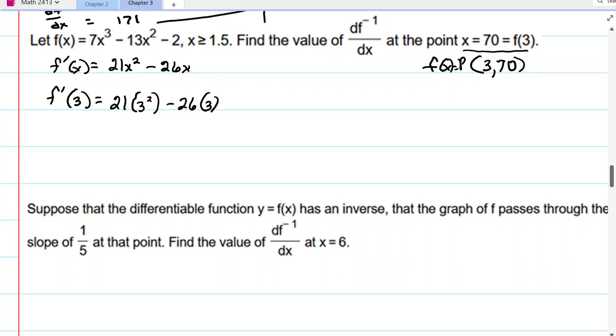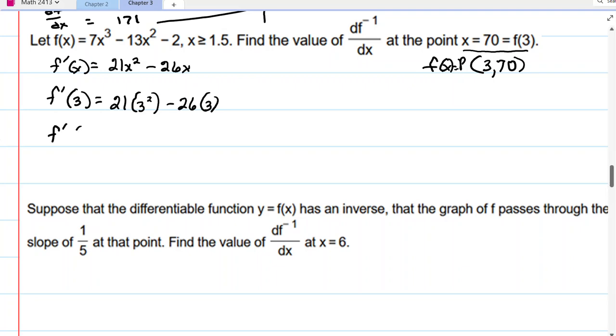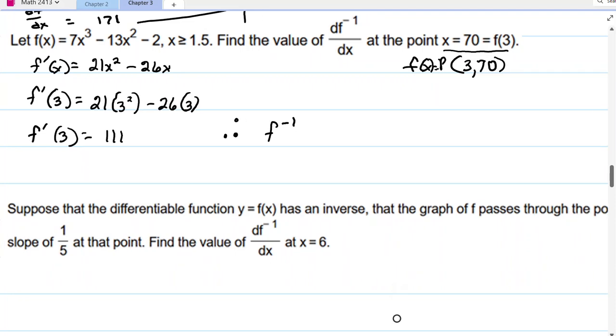I'm going to use my handy-dandy calculator. 21 times 9 minus 26 times the 3. Therefore, the derivative of f inverse is going to be 1 over 111. Right, using the rule.